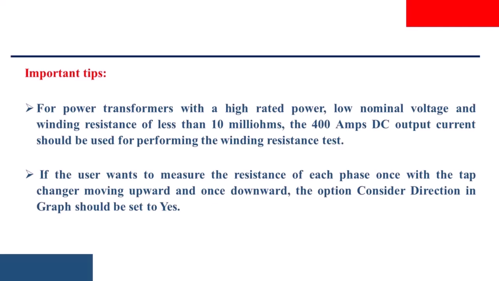Initially, the test can be conducted using the 260 volts DC output voltage. If the measured resistance is less than 10 milliohms, the test should be repeated with the 400 amps DC output to improve measurement accuracy. If the user wants to measure the resistance of each phase once with the tap changer moving upward and once downward, the option Consider Direction in Graph should be set to Yes. However, if, for instance, one phase is measured in the upward direction and another in the downward direction, and the values need to overlap for a particular tap in the graph, the option should be set to No.